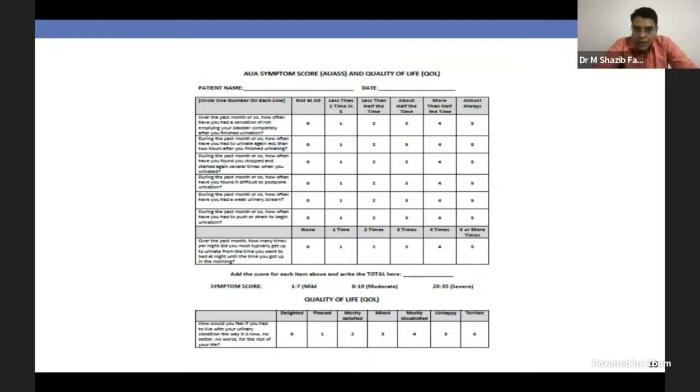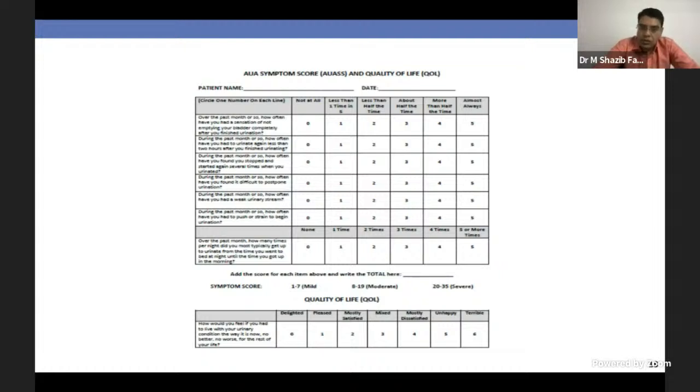Similarly, there are other parameters like, during the past month, how often have you had to urinate again less than 2 hours after you finished urinating? So there's increased frequency of urination. Similarly, the points are given. Another parameter is, during the past month or so, how often have you found you stopped and started again several times when you urinated? That means intermittency.